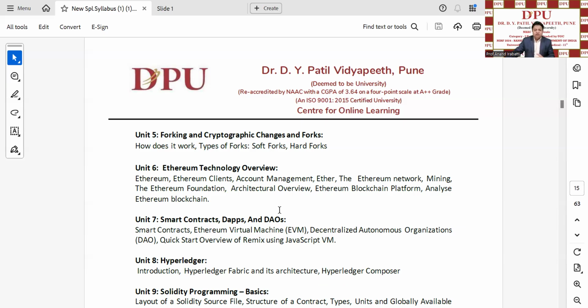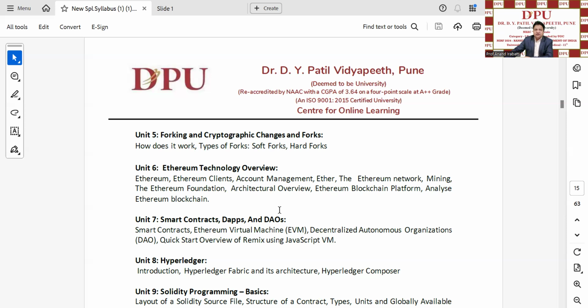So there are different types of forks. It could be soft fork, it could be hard fork. So that we are going to understand in unit number 5, that is forking and cryptographic changes. And we're going to understand how it works, how a change occurs, what are the different types of forks. It could be soft fork, it could be hard fork. What do you mean by soft fork and what do you mean by hard fork? When is a soft fork triggered, and when do we call a change a hard fork? So that we will cover in unit number 5, that is forking and cryptographic changes.